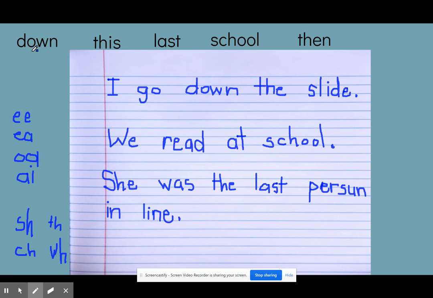So keep practicing those words down. This, last, school, and then. Those are your 5 words for the week.